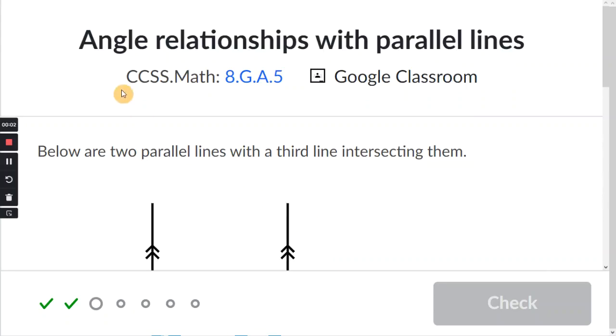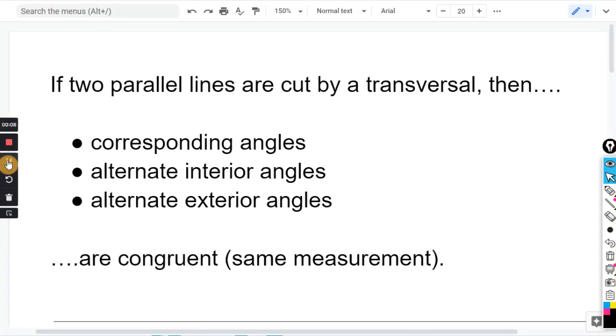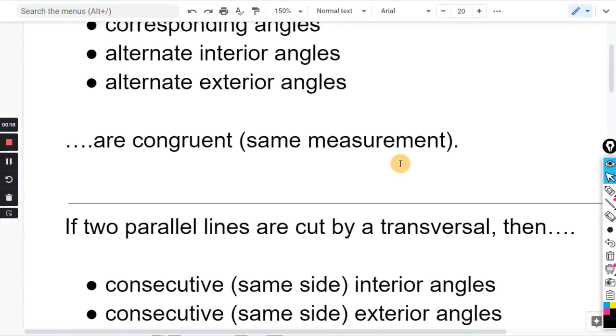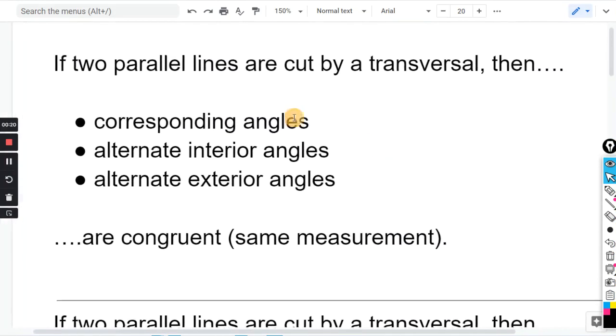This will be for the exercise, angle relationships with parallel lines. So just some notes before we begin. All of the angles in this exercise, the angle pairs, are either going to be congruent or supplementary. In every diagram, you're going to have two parallel lines that are cut by a transversal. We'll go over that when we look at the diagram.